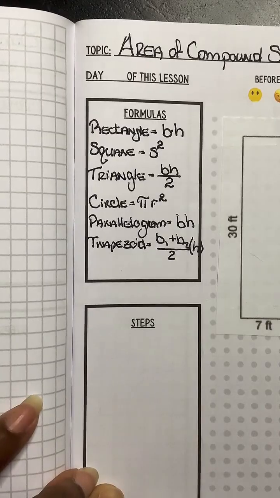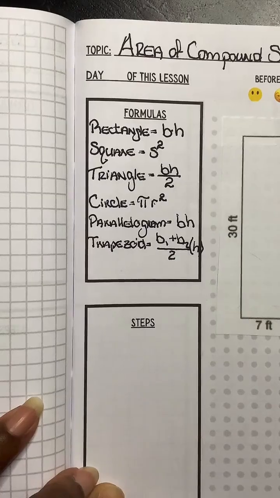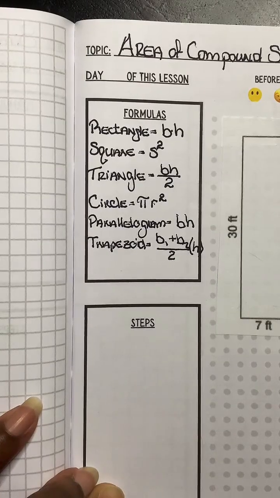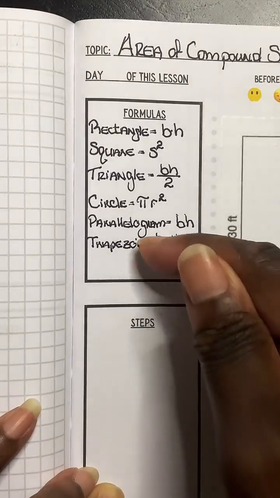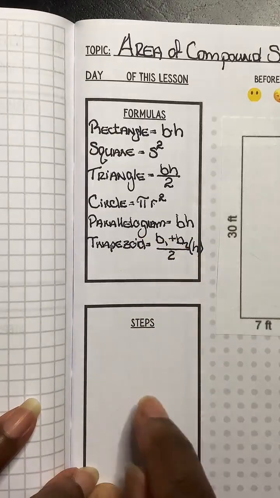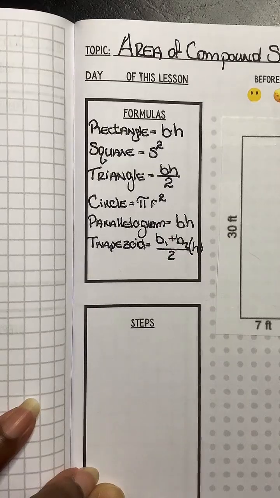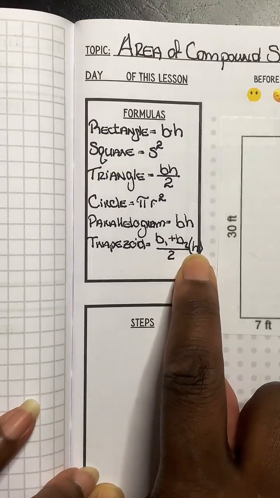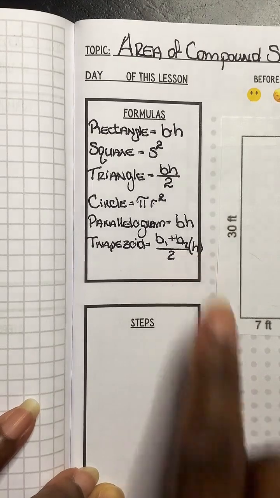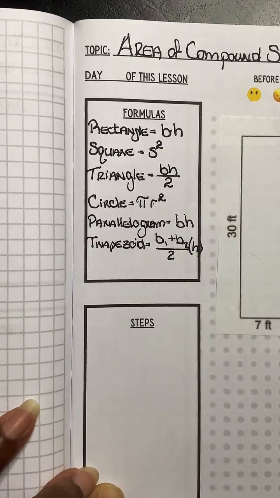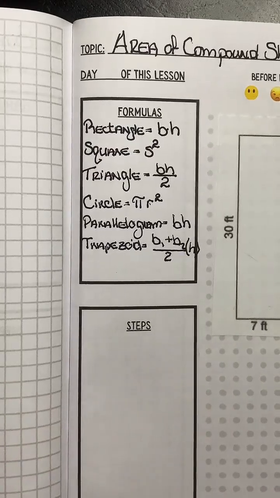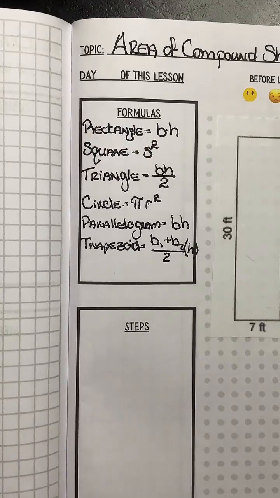Then we have our lovely trapezoid, or what our cousins from overseas call a trapezium. That's when you add the two bases, the top and the bottom, divide that by 2, and then multiply by the height. So these are the formulas that we're going to be touching on today, here and there. So let's break stuff down.